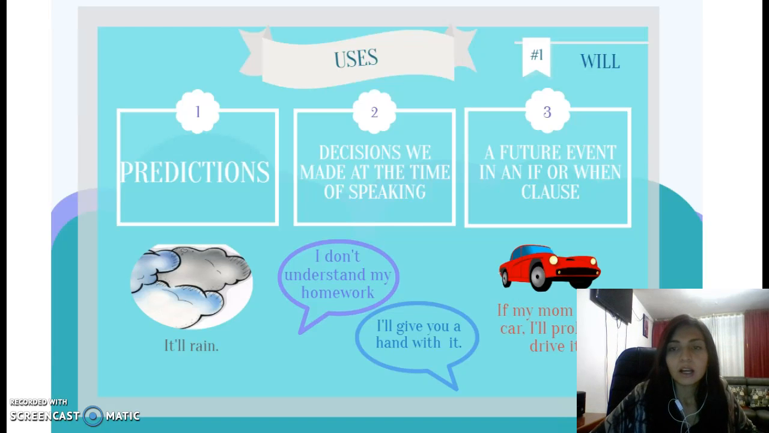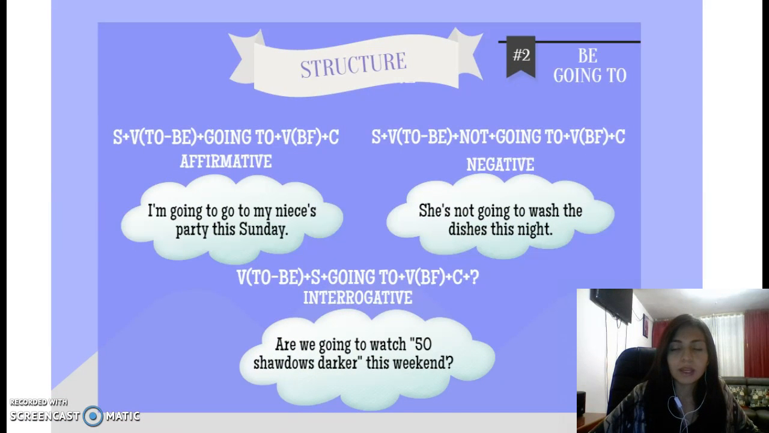And a future event in an if or when clause. In this case, we have, if my mom buys a new car, I'll probably drive it. So if she doesn't buy it, I can't drive it. It will be impossible.